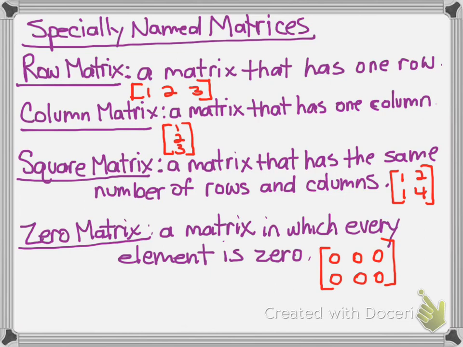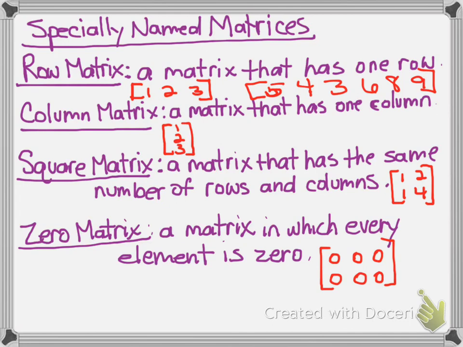Specially named matrices. There are 4 kinds of matrices we're going to talk about. The first is a row matrix. And that is a matrix that has 1 row. It doesn't say anything about columns. It can be the example shown, or it can be 5, 4, 3, 6, 8, 9. It could be that matrix.